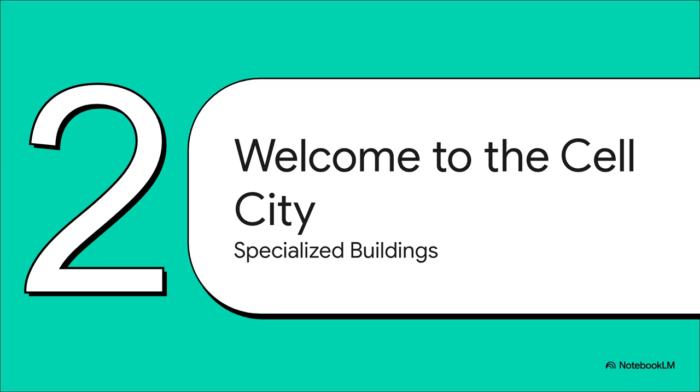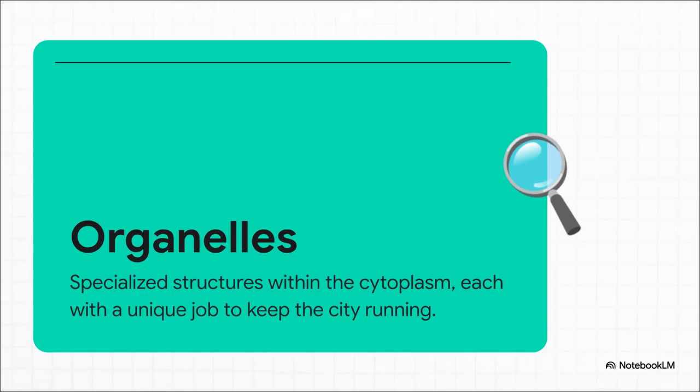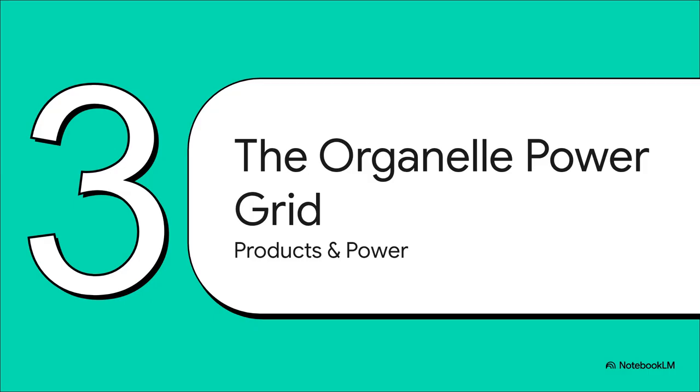Okay, so we've got the basic layout down. Now let's zoom in and check out the really cool stuff, the specialized buildings and services that make this metropolis tick. These specialized structures have a name, organelles. It literally means little organs, and that's a perfect way to think about them. They're the city's factories, its power plants, its post offices, all these little parts humming with activity inside the cytoplasm. So a big question for any city. Where does it get its stuff, and where does it get its power? Let's take a look at the industrial heart of our cell city.